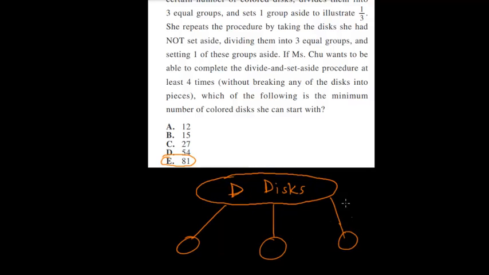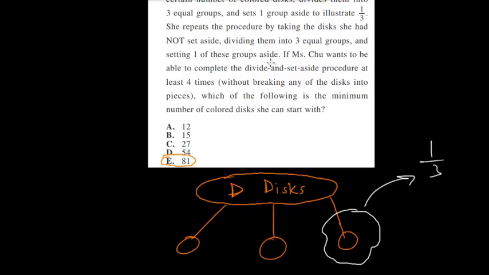And then to demonstrate the concept of 1/3, she's going to take one of the thirds, or one of the groups, and set it aside. So this is just to demonstrate the concept of 1/3, or to illustrate 1/3. And then next, what she's going to do is to essentially recombine these groups. So she's going to repeat the procedure by taking the discs she had not set aside, so that's these 2 groups here, and then divide them into 3 equal groups.